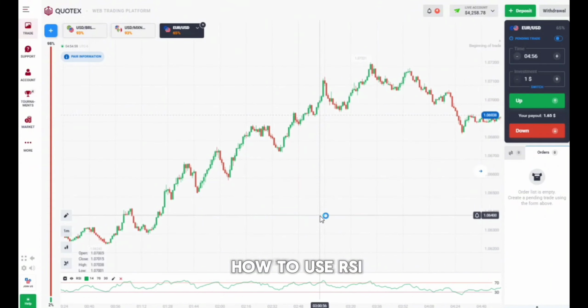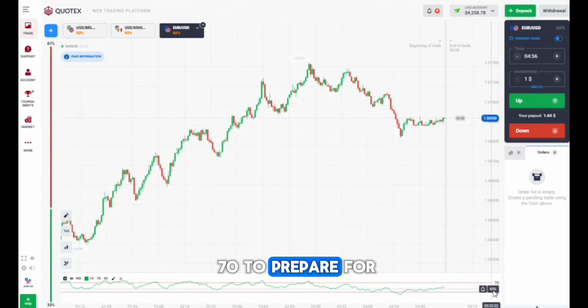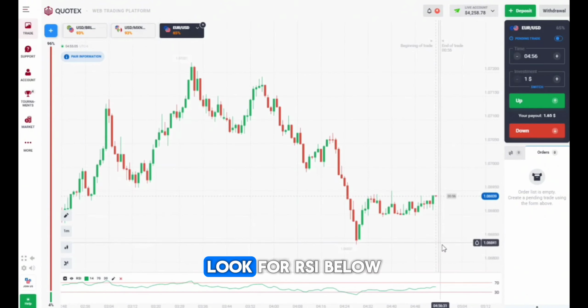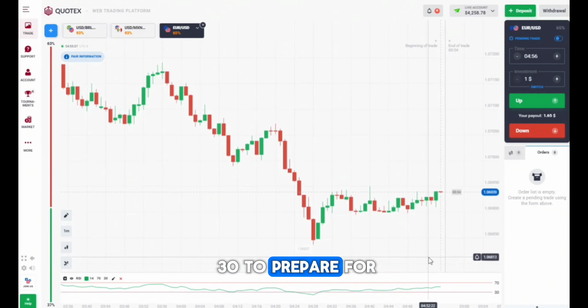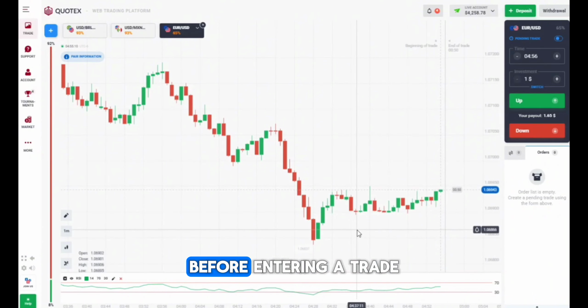How to use RSI in binary trading. Look for RSI above 70 to prepare for a put trade. Look for RSI below 30 to prepare for a call trade. Confirm signals with candlestick patterns before entering a trade.